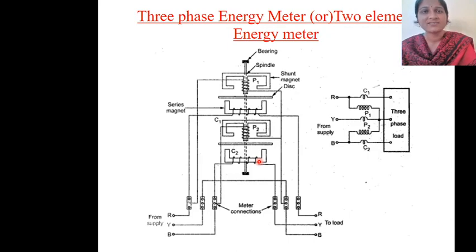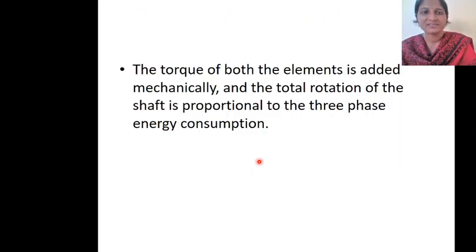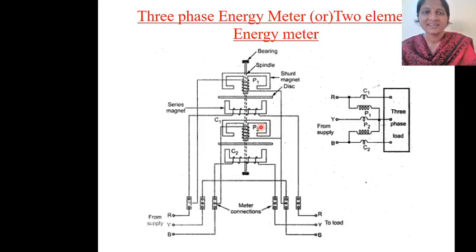And here also, likewise in the single phase energy meter, TD is proportional to TB, that is the braking torque. So that means energy is proportional to the number of revolutions made by the energy meter. The torques of both the elements are added mechanically, and the total rotation of the shaft is proportional to the three phase energy consumed. So this is about the two element energy meter.